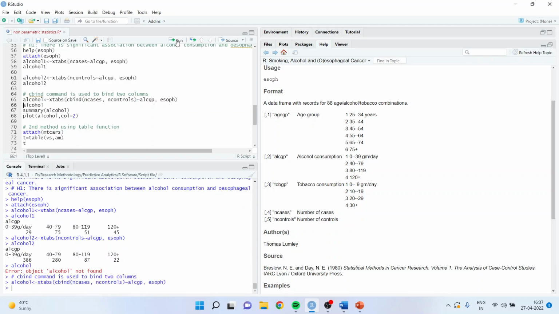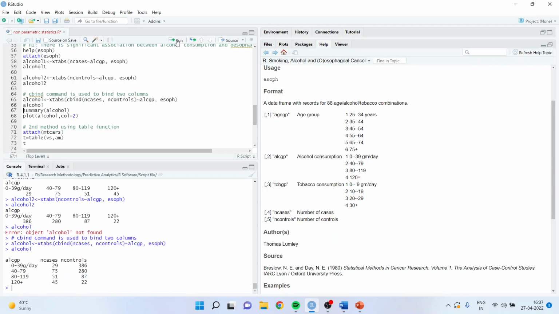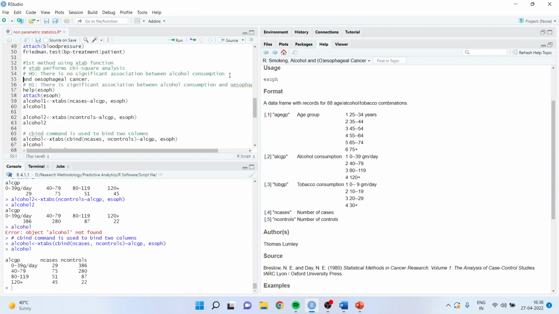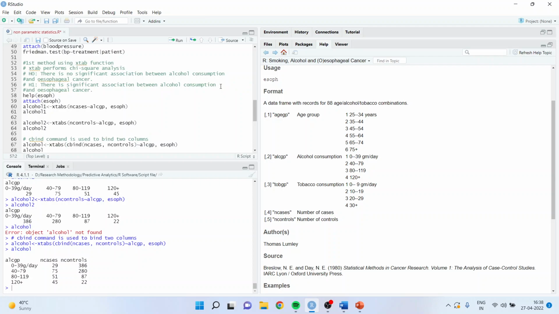Both alcohol 1 and alcohol 2 will get combined. You can see here, the data which was in row format has taken the format of columns. I simply have to write summary and alcohol. But first of all, we will have to see the null hypothesis. The null hypothesis is that there is no significant association between alcohol consumption and esophageal cancer. The alternative is that there is a significant association between them.